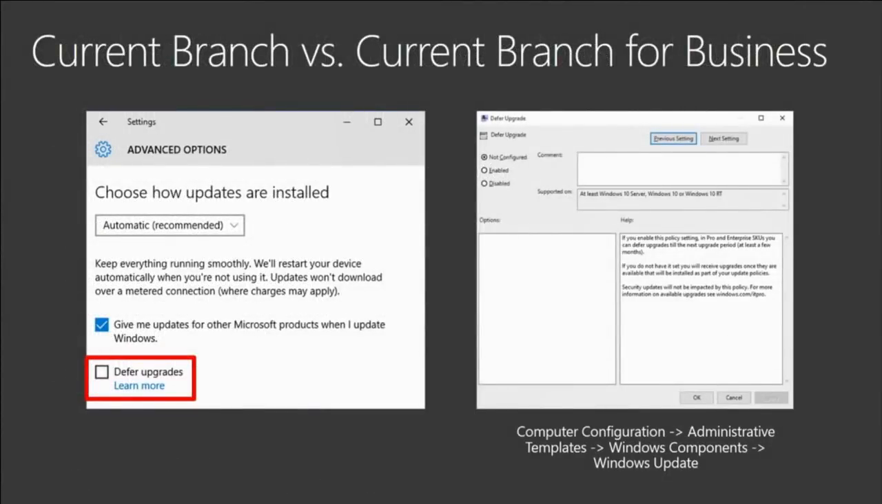Something that's probably a little bit new for some of you here is knowing the difference between Current Branch and Current Branch for Business. Who's familiar with that? Hands up. Oh, good. Most people, but about 25% in the room not so familiar with that. Yeah, Windows 10, it's all new. It's Windows as a service these days. So Windows 10 is not just a product you're going to install once and then walk away and it's good for 4 years. No, it's going to need to be refreshed from time to time.